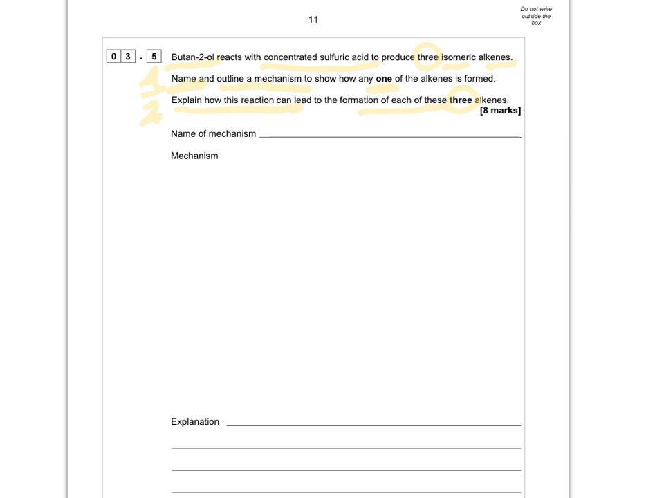Well, because it's a mechanistic approach, I'm not even going to attempt to name the mechanism until I've outlined the mechanism. Now, to outline the mechanism, it means curly arrows. It says describe the mechanism, use curly arrows. So it's reacting with concentrated sulfuric acid, and we're ending up with an alkene. So let's draw butan-2-ol first of all.